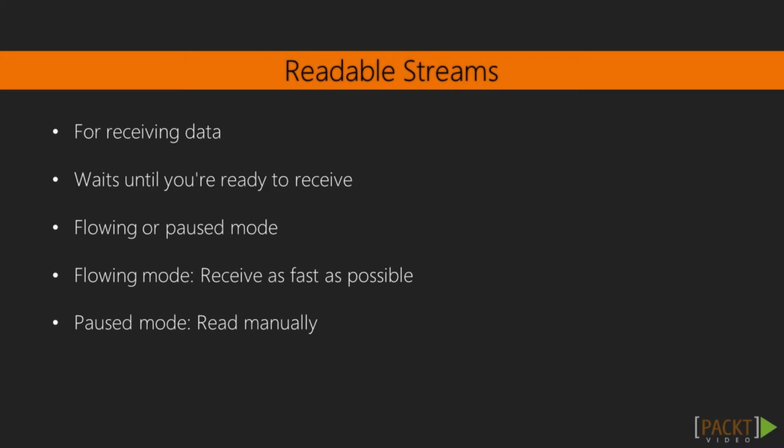A readable stream is a source of data from which you're receiving data. The readable stream will not start emitting data until you're ready for it. The readable stream can be in one of two modes, flowing or paused. In flowing mode, you will get data as fast as possible, and in paused mode, you have to read data manually. Streams start in paused mode, but you can change the mode.